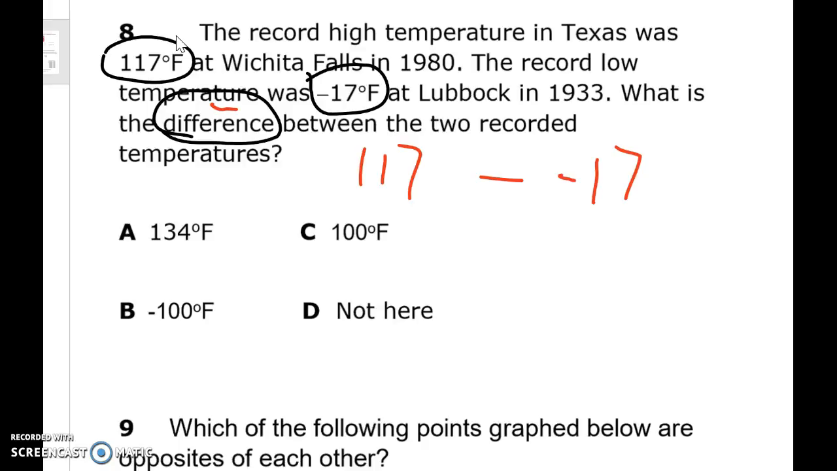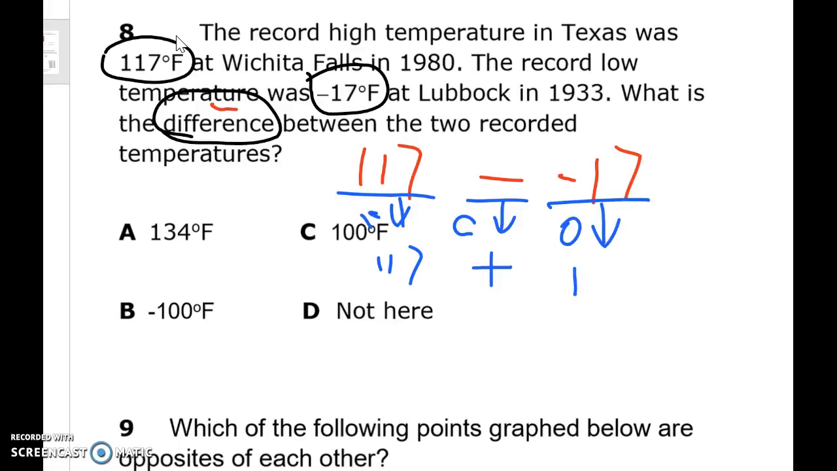117 minus negative 17. So now to do subtraction, we do keep, change into addition. Opposite of 17 is positive 17. So now this question turned out to be very easy. 117 plus 17, it is 134.